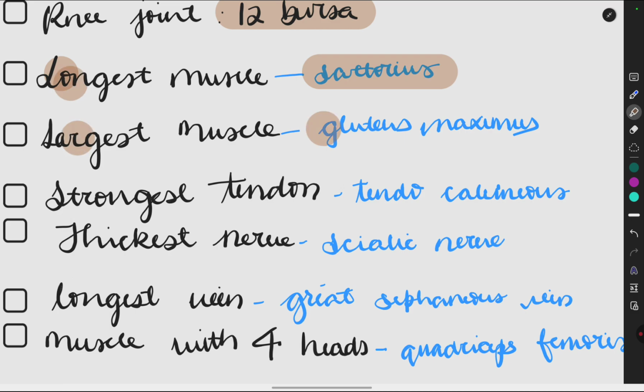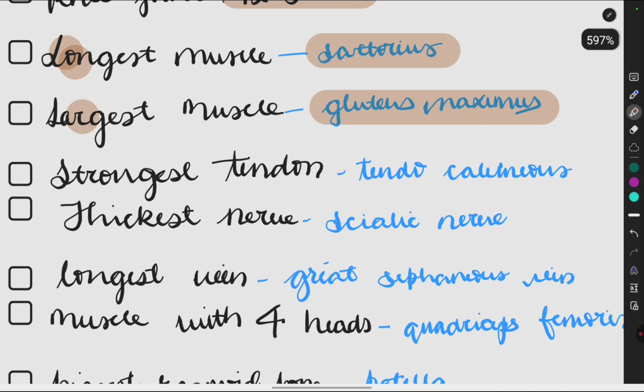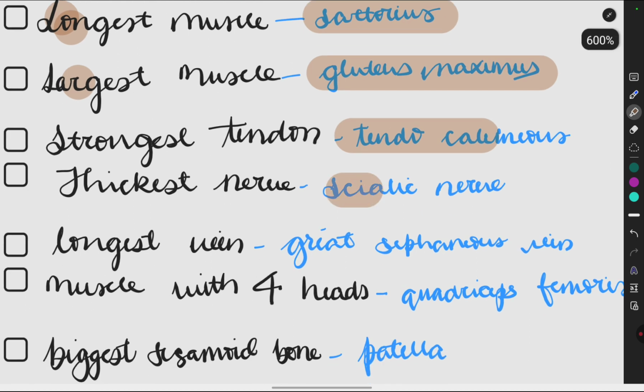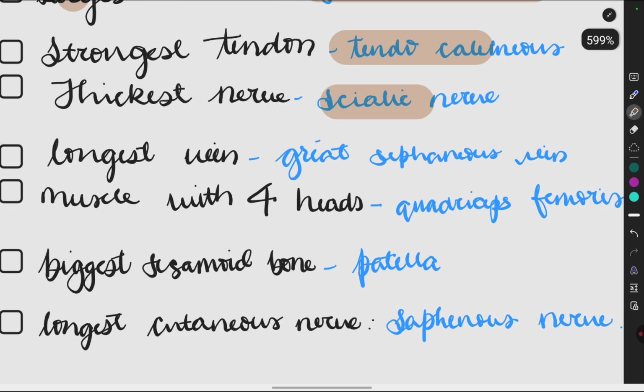So the largest muscle is the gluteus maximus muscle, under the cover of which a lot of muscles, veins, arteries, nerves and lymphatics are present. So it is the largest muscle which is covering the lower limb. The strongest tendon is the tendocalcaneus, it is the strongest tendon. Now the thickest nerve is the sciatic nerve that passes below the piriformis muscle that lies under the cover of the gluteus maximus muscle. Now the longest vein is the great saphenous vein, which is superficial and can be seen, and it is the longest vein.